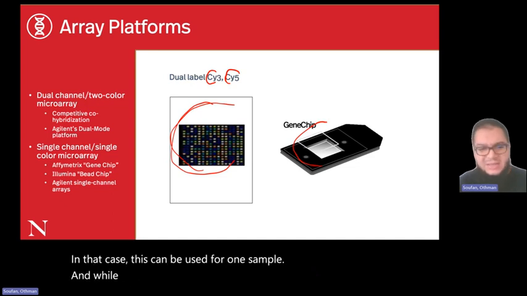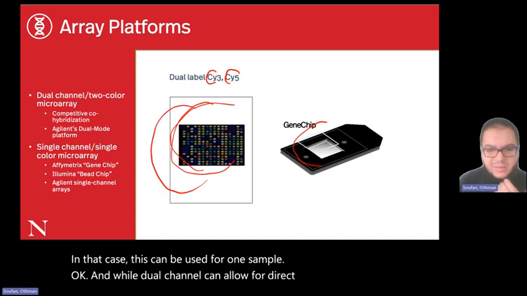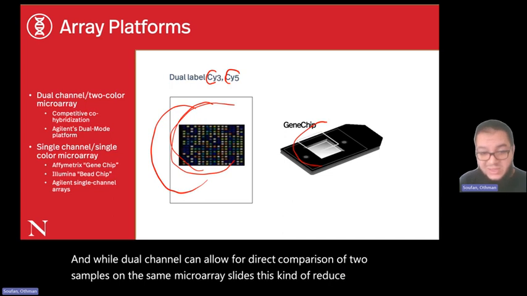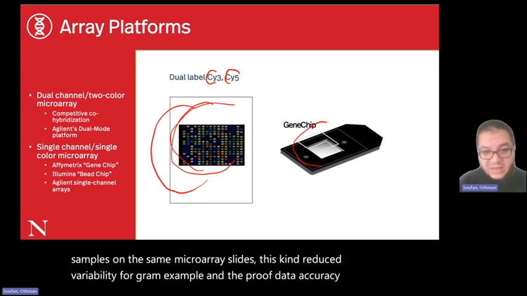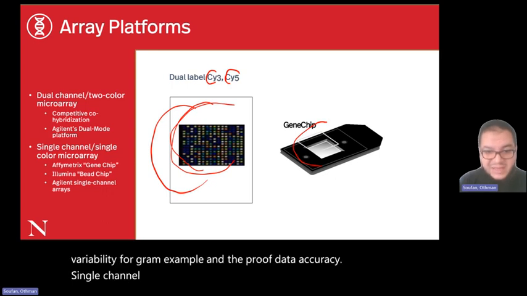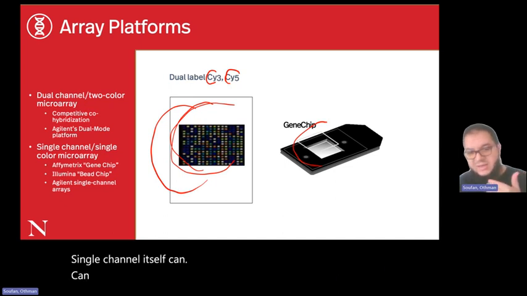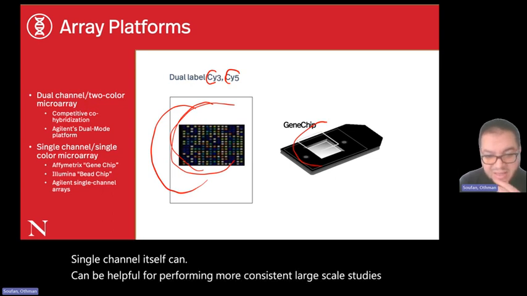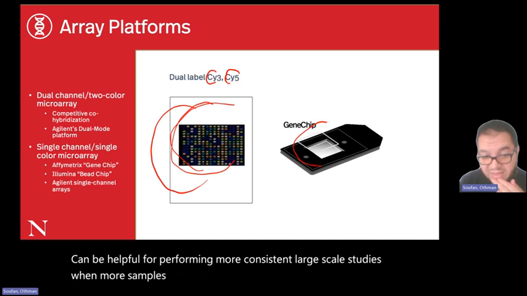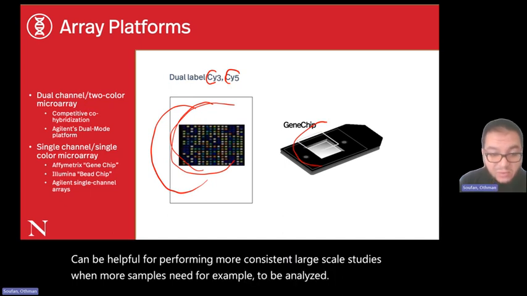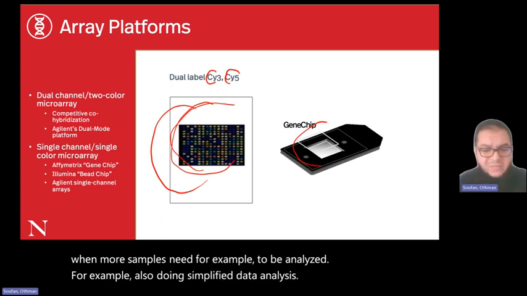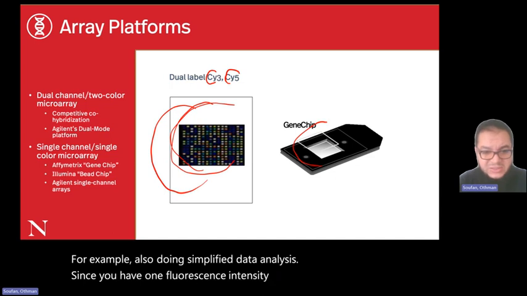While a dual channel can allow for direct comparison of two samples on the same microarray slides, this can reduce variability, for example, and improve data accuracy. Single channel itself can be helpful for performing more consistent large-scale studies when more samples need, for example, to be analyzed. For example, also doing simplified data analysis, since you have one fluorescence intensity for each single gene.